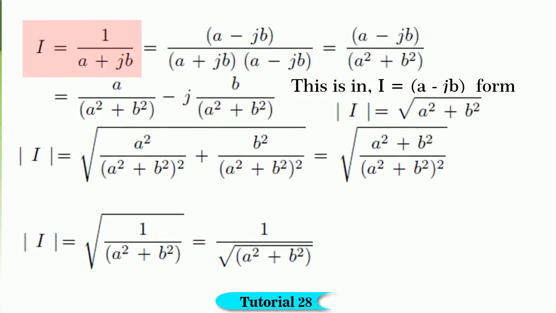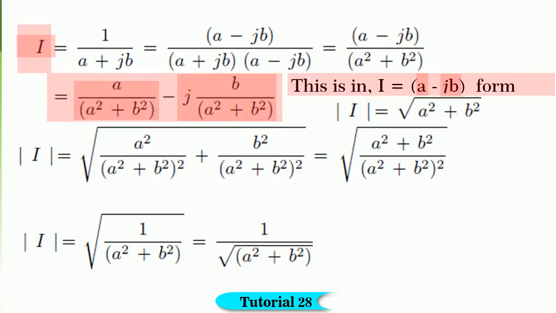Let us take a simple equation I is equal to 1 divided by A plus jB. By rationalizing it and solving it, we get I is equal to (A minus jB) divided by (A square plus B square). Hope you understood this. Now, we can write I is equal to A divided by (A square plus B square) minus j into B divided by (A square plus B square). Observe this equation. It is in the form I is equal to A minus jB, wherein mod of I is equal to square root of A square plus B square.